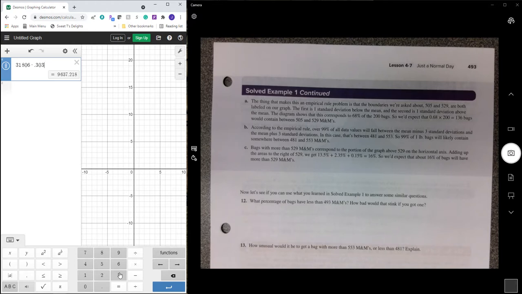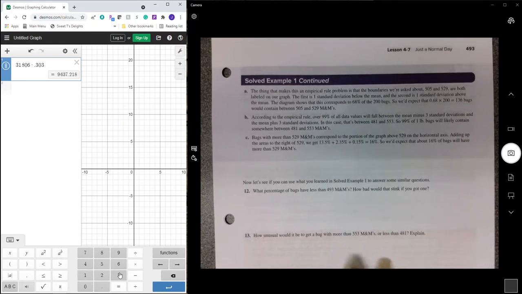Now it says, according to the empirical rule, over 99% of all data values will fall between the mean minus 3 standard deviations and the mean plus 3 standard deviations. In this case, that's between 481 and 553. So 99% of 1 pound bags will likely contain somewhere between 481 and 553 M&Ms.